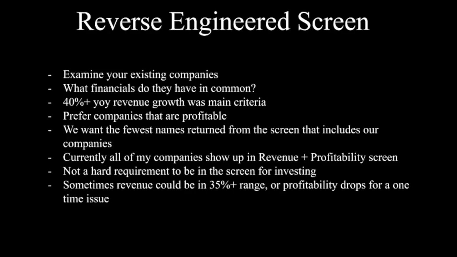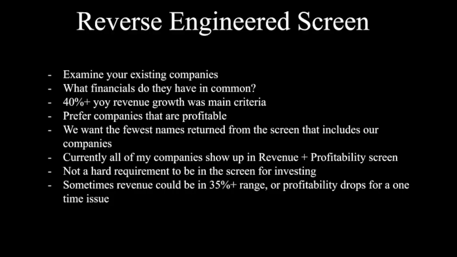And actually right now, all the companies I own do show up in that revenue and profitability screen, and it returns maybe 60 names, so it's fairly restrictive. But it's not a hard requirement that companies I own show up in this screen, it's more of a guideline. Sometimes companies can barely fall off the screen.